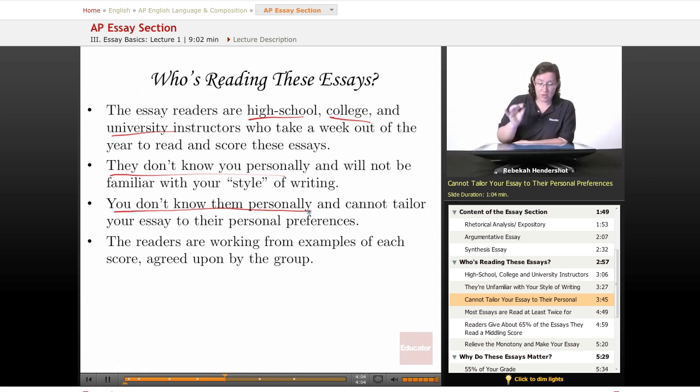Now, the other thing you need to know is the readers are working from examples of each score agreed upon by the group. When they're trained in this, every year, the table leader will pick out a certain essay and go, okay, this is a typical 9, which is the highest score you can get. This is the best score you can get. If you want to give an essay a 9, it needs to be as good as this essay. This is a 5, which is the average score. So if you want to give an essay an average score, it's got to be in the same ballpark as this essay. This is a 1, a terrible essay. This is what you're looking at if you're going to do a terrible essay. And they train all of these readers to grade the same way that the table leaders do. So remember, you're being measured against other students who were answering the same questions you did under the same circumstances you did.